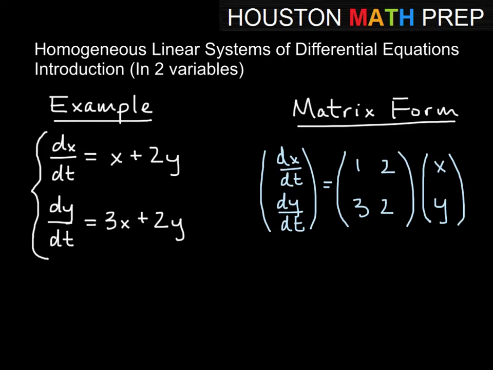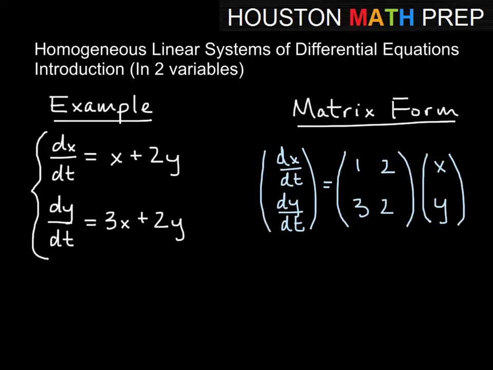Remember, as we take the first row, the 1 and the 2, we multiply it by the x and the y and add those, and that gives us our first row. And then when we take the 3 and the 2 and multiply by the x and y, we get the 3x plus 2y in the second equation there.